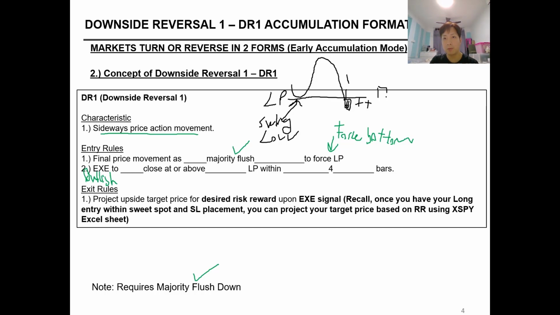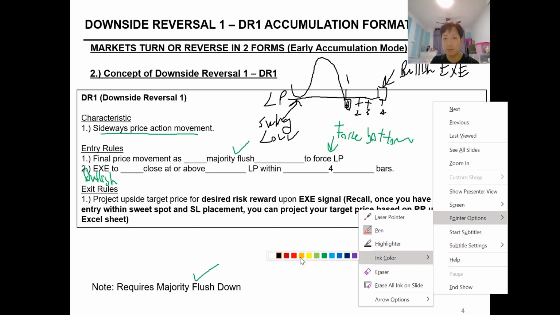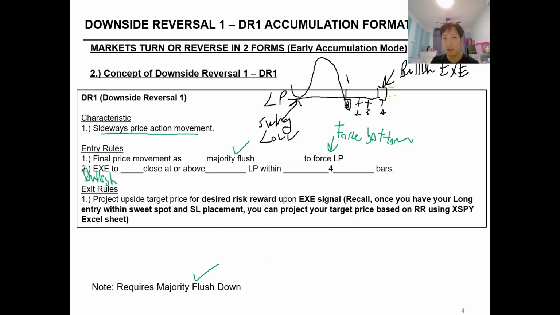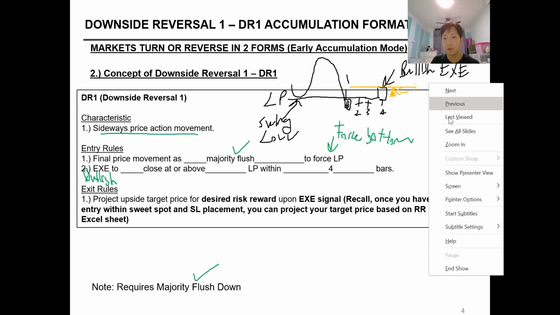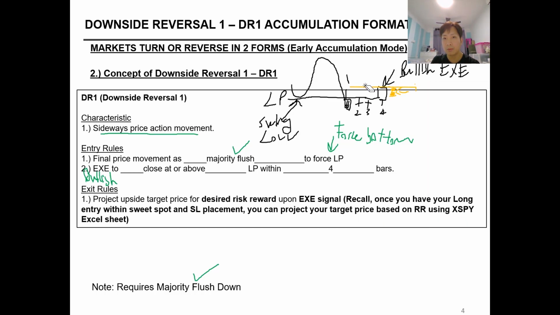By number 4, you want to see by number 2, 3, or 4. By number 4 maximum, based on our guideline, you want to see a bullish EXE that closes at or above the LP, right? That will be your signal to take a long trade. And of course, the sweet spot entry will be somewhere between the yellow zone here, right? The high of the bar and the 50% of the bar range will be your entry, right? Would be your entry.